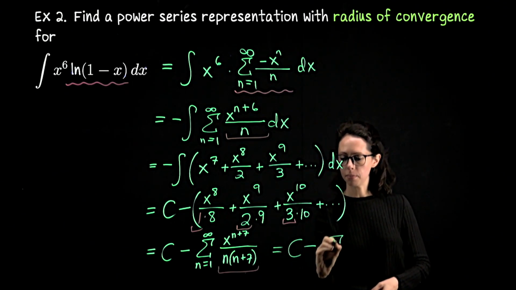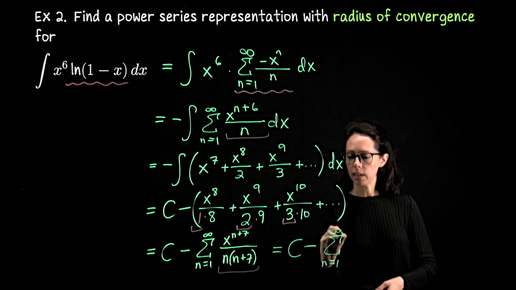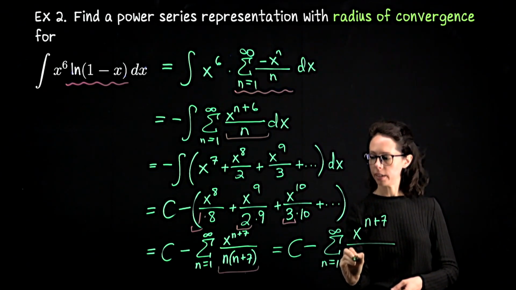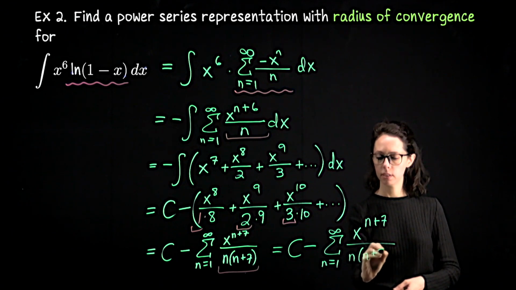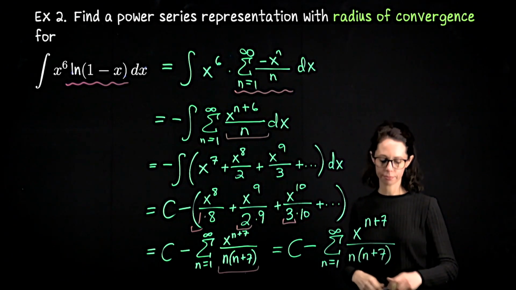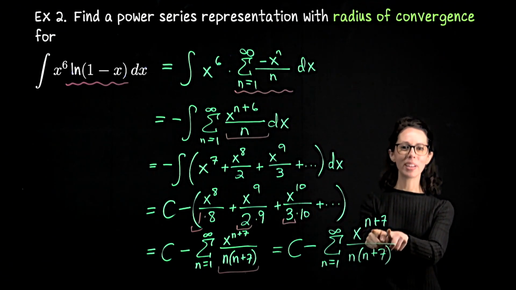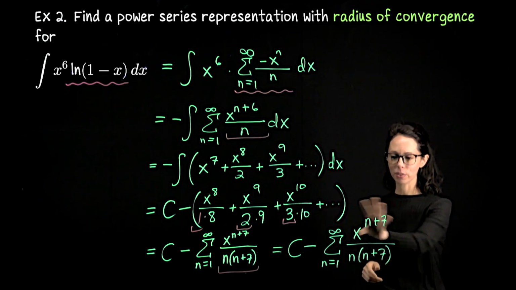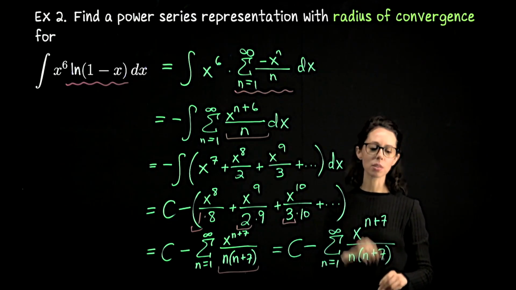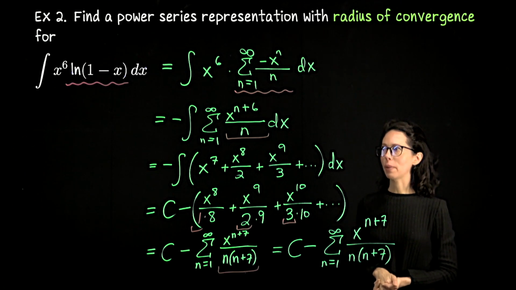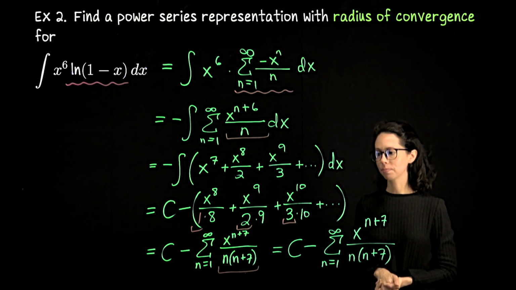C minus the sum from n equals 1 to infinity, x to the n plus 7 divided by n times n plus 7. Okay. So this n plus 6 went up 1 to n plus 7, then we divide out by that. So if you differentiate this expression, you should get back to this one. That's not an accident, right? So that's how this works with these power series antiderivatives.